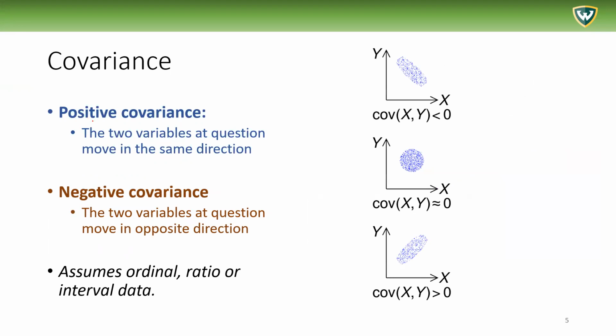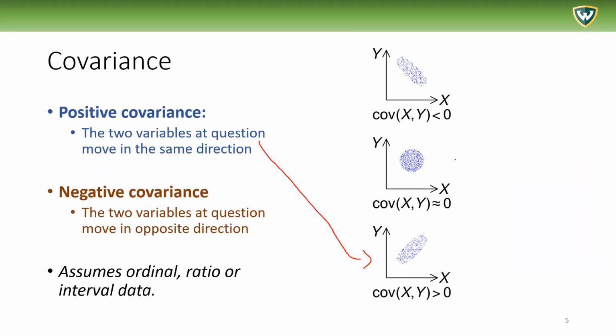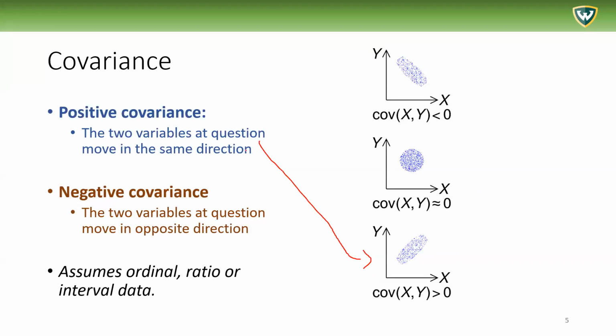And there is positive covariance, when the two variables in question move in the same direction. So this is the one right here. If you were to do this calculation with this data, if you were to plug in all these numbers, you would see that the value of the covariance would be greater than 0. And that means we have a positive covariance, which means that the numbers move in the same direction. As one goes up, the other goes up.